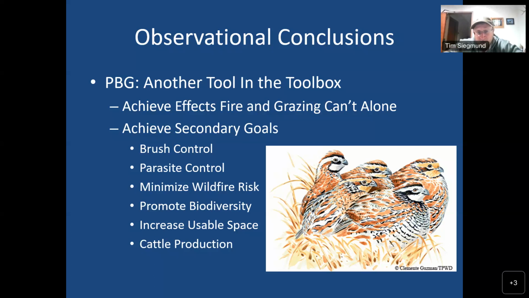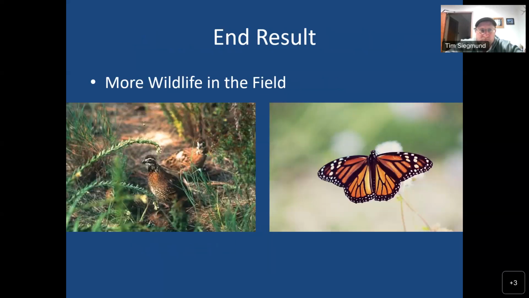We can get some brush control. We can reduce parasite loading. We can minimize wildfire risk by knocking down some of the residual growth from previous years on those individual areas. We can promote biodiversity. We can increase the usable space for wildlife, and we can still maintain that cattle production. So the end result that we had was we're still able to maintain that cattle production that the landowner wanted, but we've increased the amount of wildlife in the field.